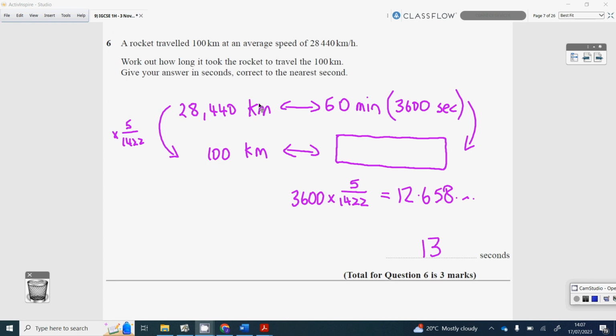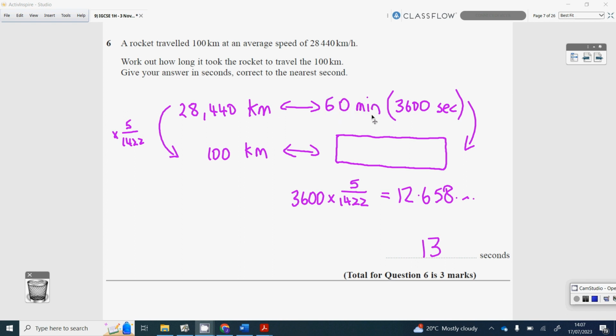Now for question 6, remember just to think of speed as how far you go in a given period of time. So 28,440 kilometers per hour means you go a distance of 28,440 kilometers in 1 hour. So that's my first line of workings. 28,440 kilometers in 1 hour, which is 60 minutes.